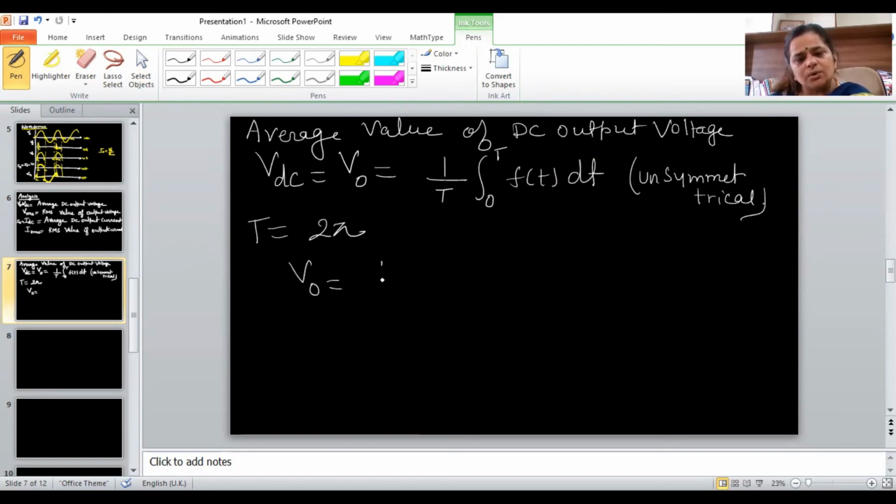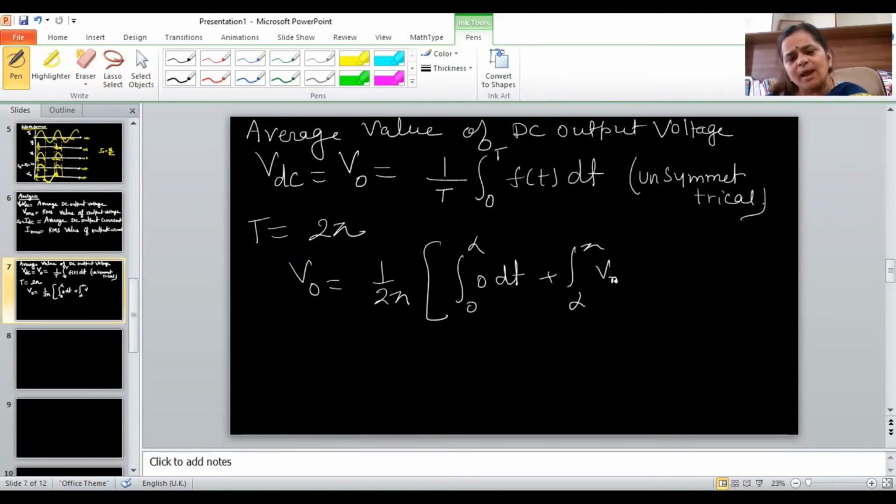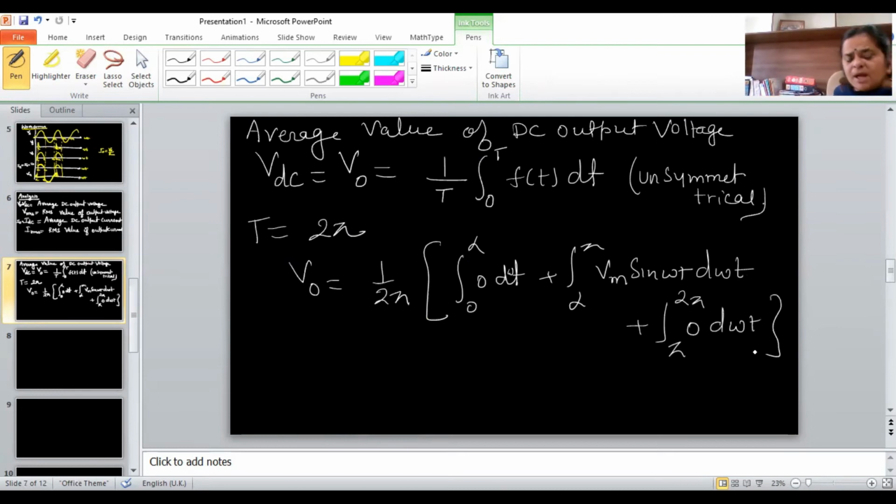So V0 is equal to 1 upon 2 pi, and we have to break the integration limit: 0 to alpha, what is the value of the function? 0. Alpha to pi, what is the value of the function? Vm sin omega t, d omega t, with respect to d omega t because the function is with respect to omega t. And then pi to 2 pi, the function value is 0, d omega t. So we have broken the integration limits as the value of the function is not constant throughout the time. So when we integrate, this whole term will be 0, and this whole term will be 0.